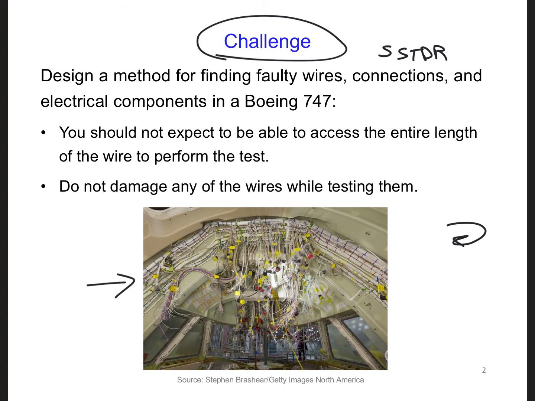We need to use a very, very low voltage signal so that the wire can still be used to carry the signals it is intended to carry while the aircraft is flying. And an example signal that could be used at low power is a sine wave that is modulated by a pseudo-noise sequence.